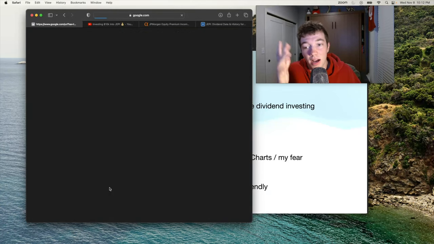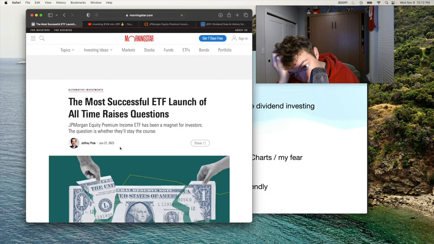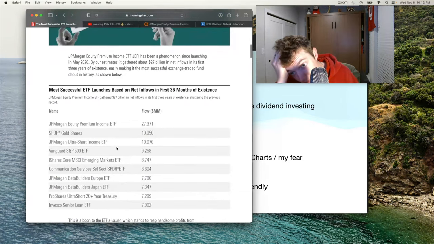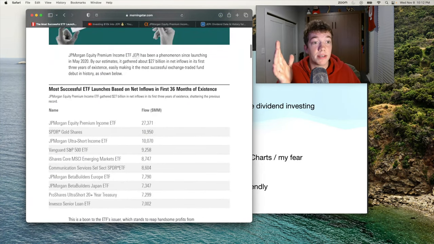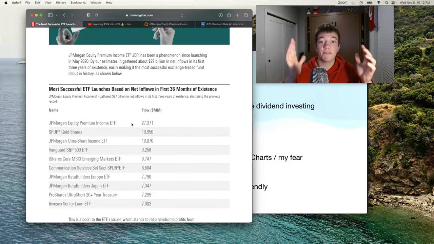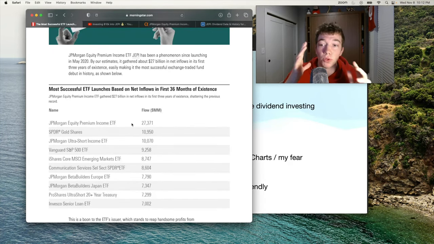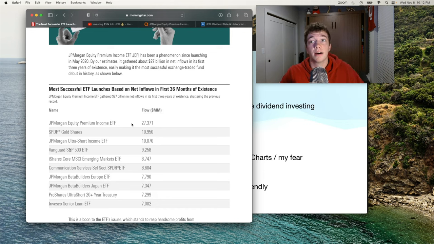And I'm reading stuff like this, and I'm like, why is a covered call ETF the most successful ETF debut in history? I don't fully understand the why. To be quite honest with you, I think it might be kind of a groupthink mindset. I don't know if social media has an effect on so many investors thinking that this is some beginner-friendly investment.